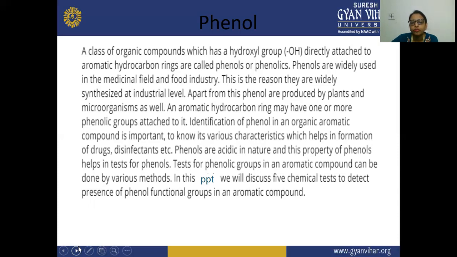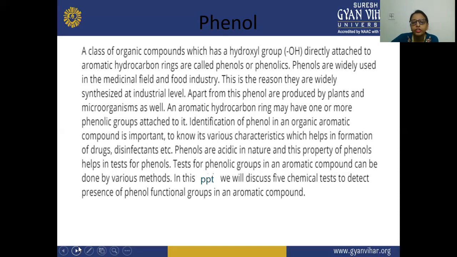Next, identification of phenol in an organic aromatic compound is important to know its various characteristics, which help in the formation of drugs, disinfectants, etc. Means we are synthesizing it at industrial level. Why are we producing it at industrial level? Because after the production of this phenol, we have to form drugs and disinfectants from it. That is why we are synthesizing it.